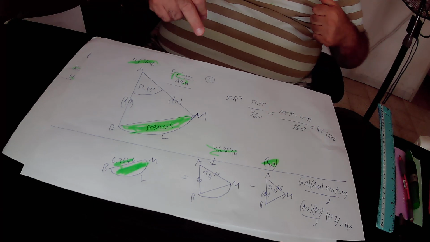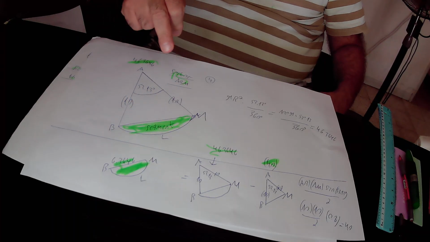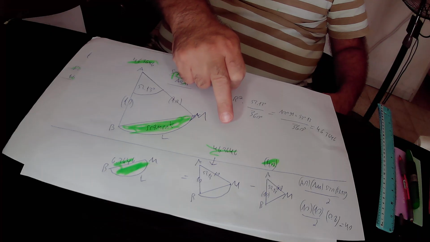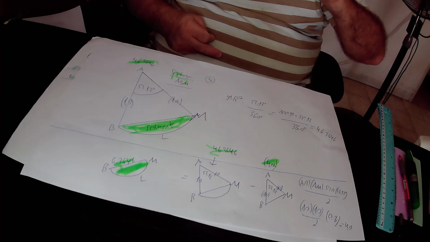And our task is to find out the area of segment BLM. The area of segment BLM equals the area of sector ABM, that is 46.3646, minus the area of this triangle ABM, that is 40.